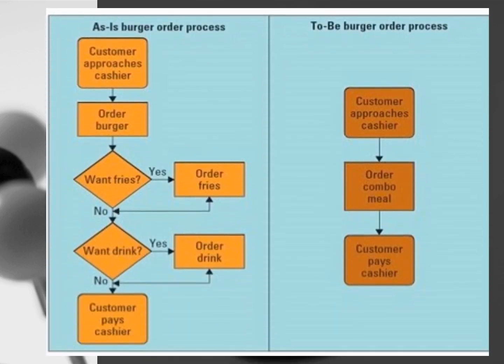Let's take a look at this burger process example. On the left side is the as-is, or the current burger order process, and on the right side is the improved process, the to-be burger order process. If you look at these two, there are differences. There's an improvement in which they shortened the processes. This means they might speed up the processes, reduce the cost, and increase customer satisfaction.